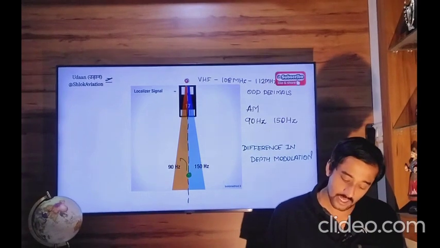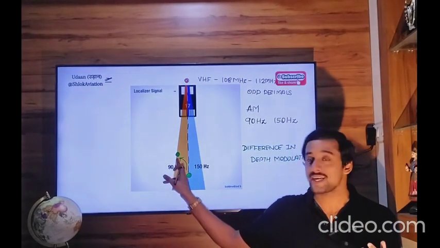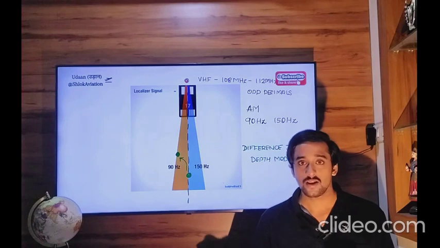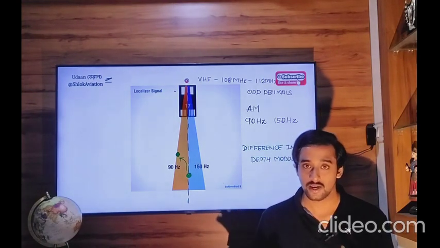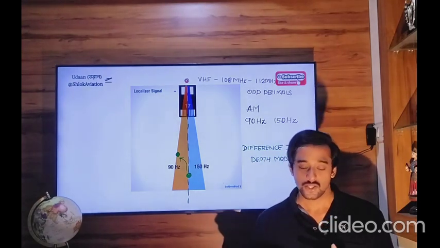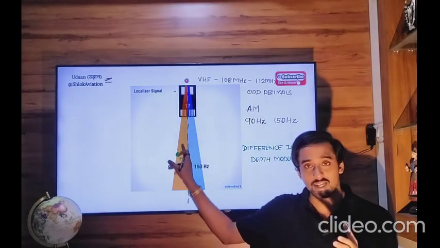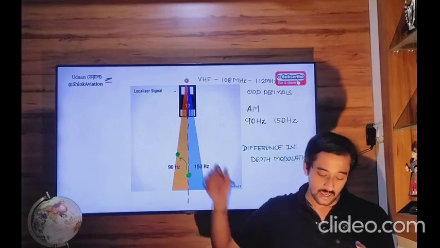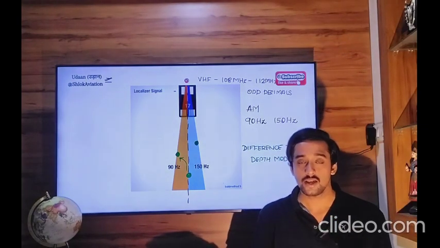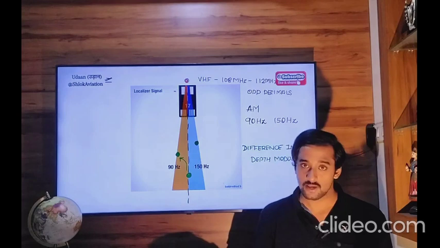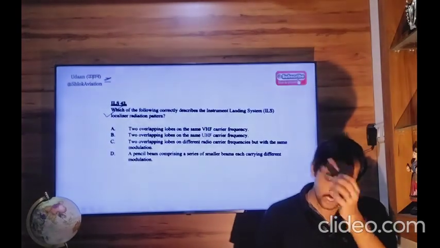Let's say the aircraft has deviated to the left-hand side of the center line. It will receive more of the 90 hertz signal and less of the 150 hertz signal. When that happens, the difference in depth modulation will not be zero; it will not be balanced. So the CDI needle will move to the right-hand side, telling the aircraft to fly right to capture the center line and then fly along it up to the runway. If your aircraft deviates to the right-hand side of the center line, it will receive more of the 150 hertz signal, so your CDI needle will tell you to fly left, capture the center line of the runway and then fly along it. So the difference in depth modulation is the principle of operation.